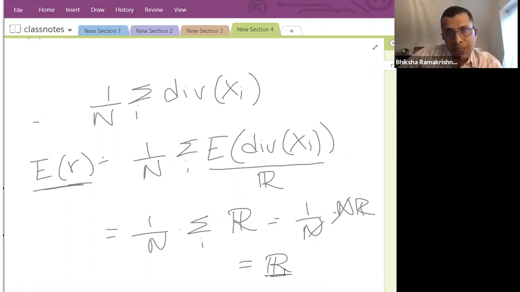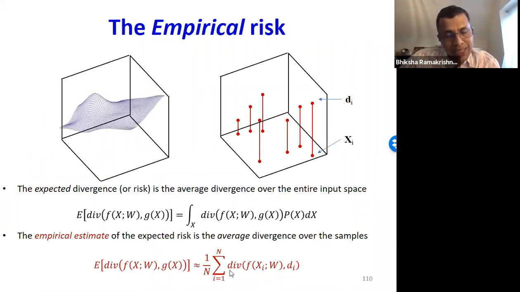So the empirical risk over here is an unbiased estimator of this guy. What that means is that if I ran this experiment millions of times, where in each experiment I sampled my data n times and computed the average divergence, then the average of all of these average divergences would be the true risk. So the empirical risk is an unbiased estimator of the true risk.